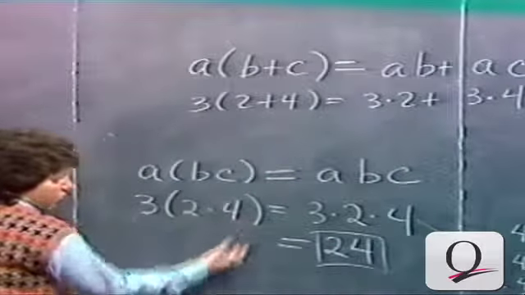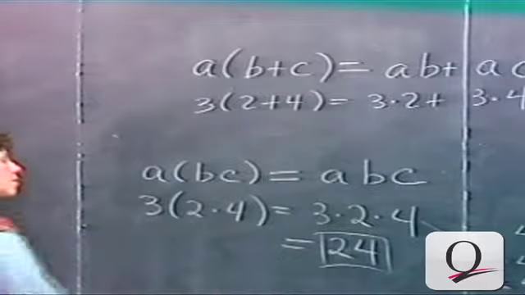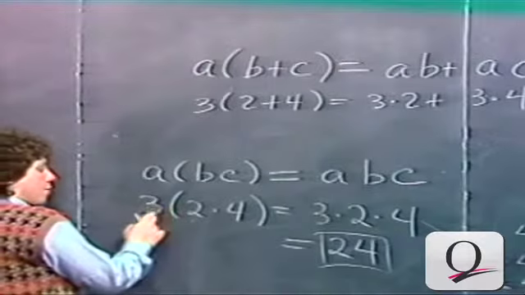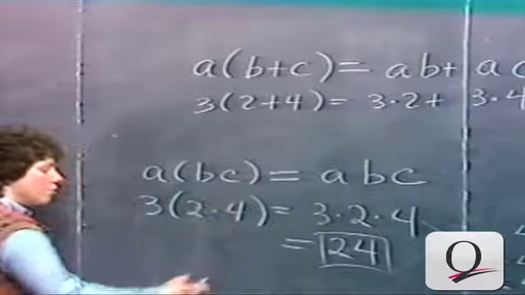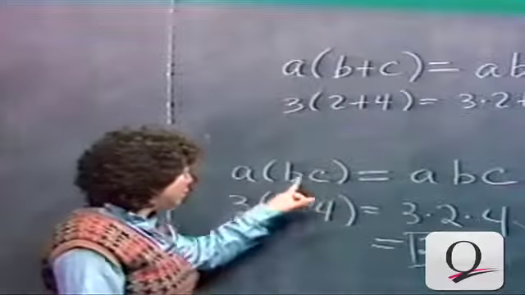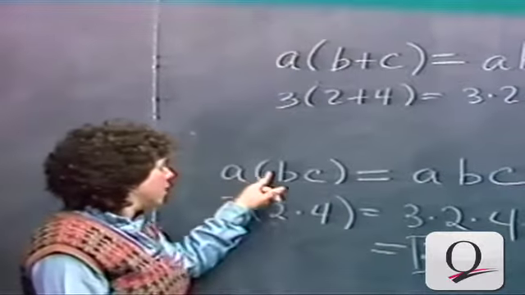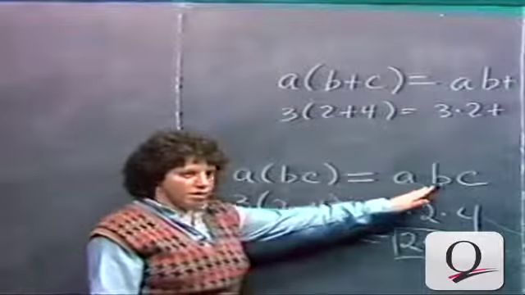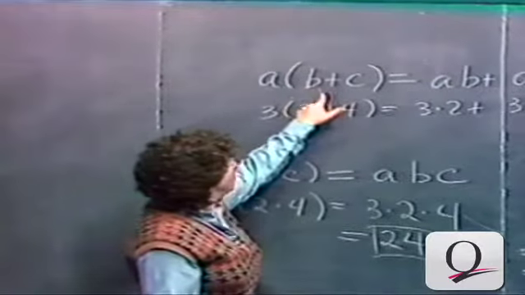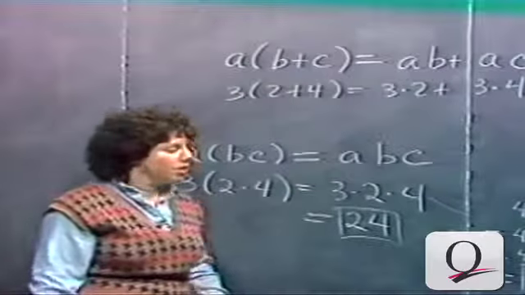Or 3 times 8, also 24. It would be incorrect to go 3 times 2 to get 6, and then multiply that by 3 times 4, which is 12. That would give you 72, which is the wrong answer. Okay? So we do not use the distributive law here. A times BC is just ABC. But A times B plus C is A times B plus A times C.